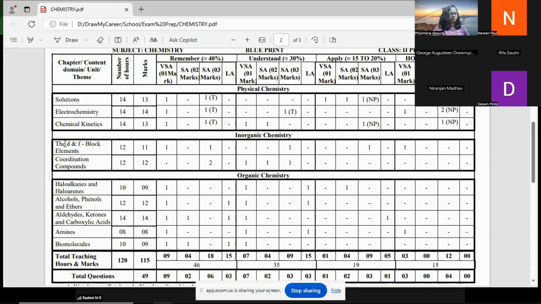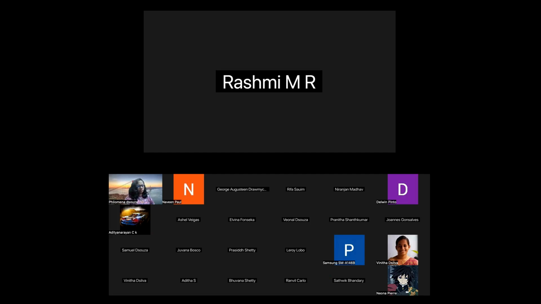Now, in this 5 chapter, my backup chapter is aldehydes, ketones, carboxylic acid. Now, what chapter? Then you know what I'm studying. I'm going to study haloalkanes, haloarenes, alcohols, phenols, ethers, amines, biomolecules. These 4 chapters I'm going to study.